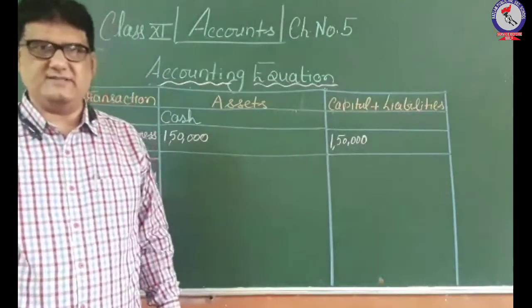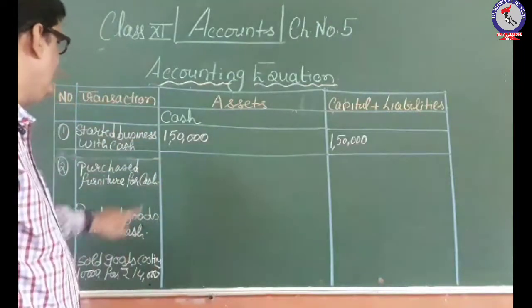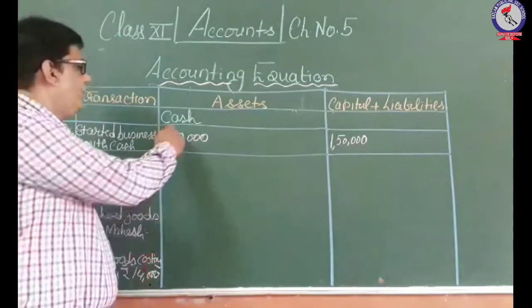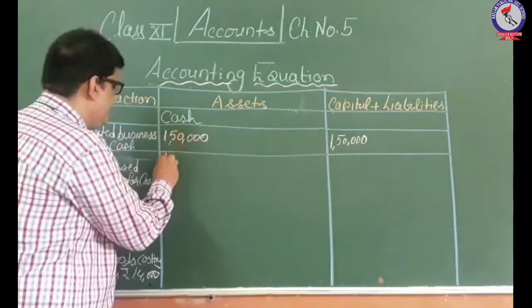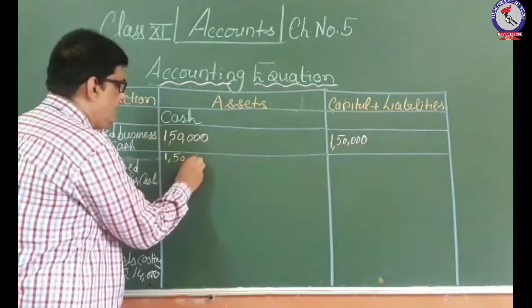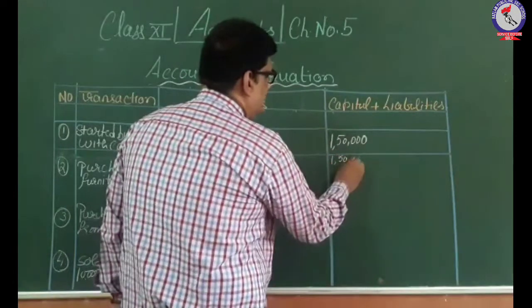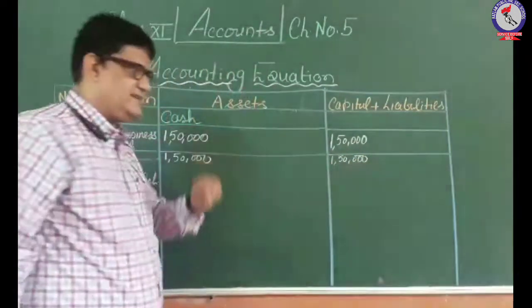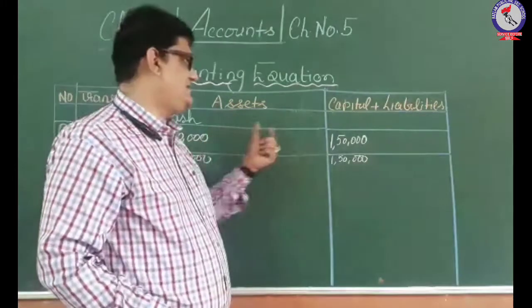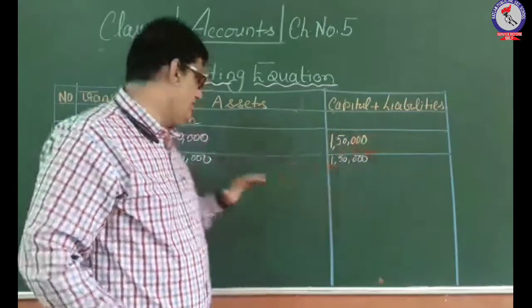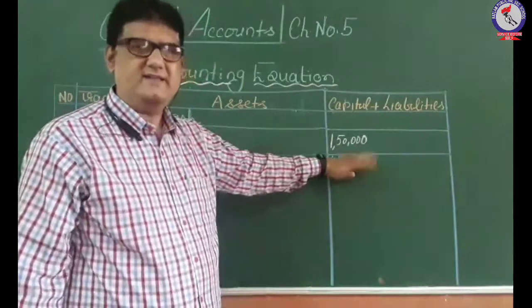So these are the two effects on the two accounting heads: cash was involved and capital is also increasing. We have posted the entry in this manner, and after this we will forward the total. This is 1,50,000 and this is also 1,50,000. So this was the first transaction we have recorded, and we see that the total of both sides, assets and liabilities, is 150 and 150, the same.